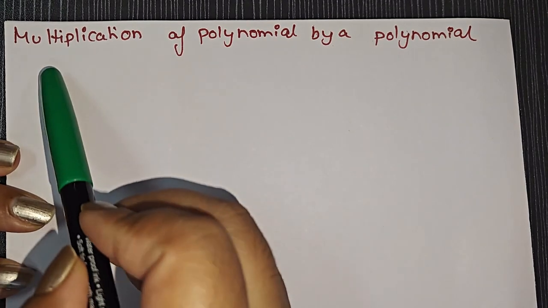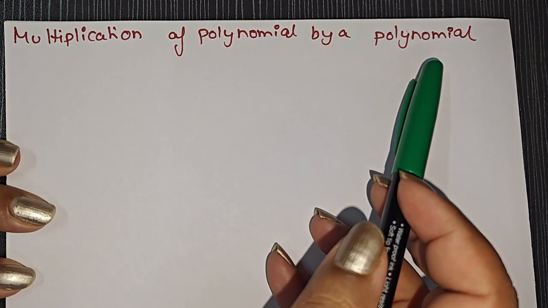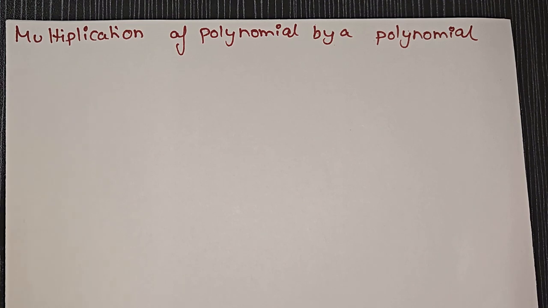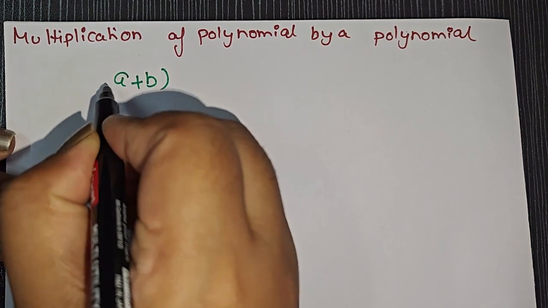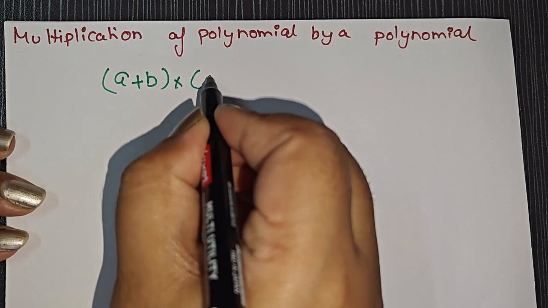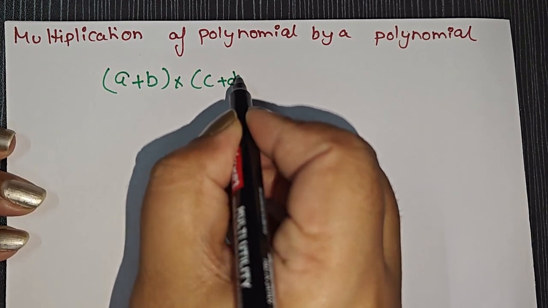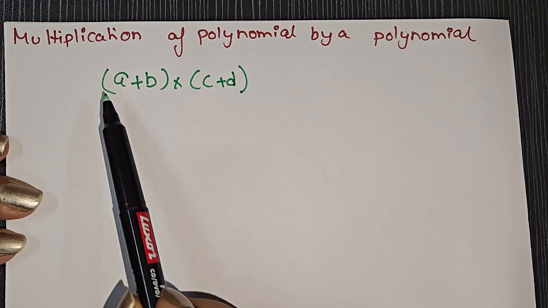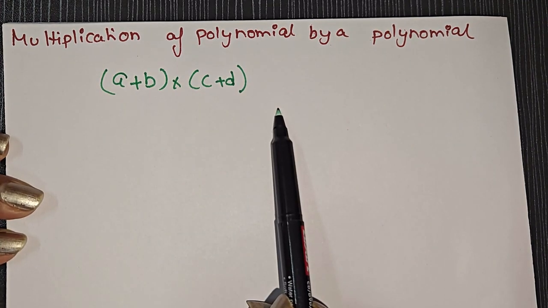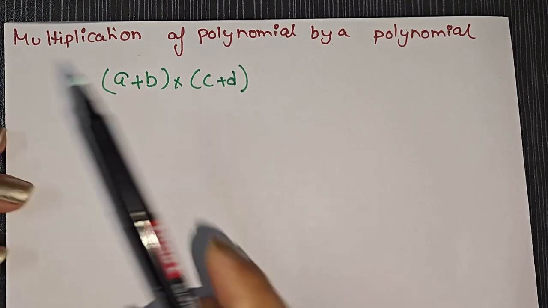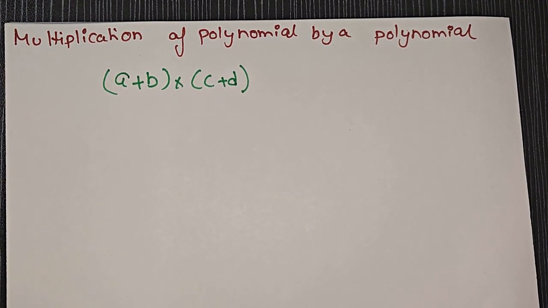Next topic is multiplication of a polynomial by a polynomial. So a polynomial can be like a plus b multiplied by c plus d. We can have any number of terms in this as well as any number of terms here. So this is called polynomial. So how will we solve this?